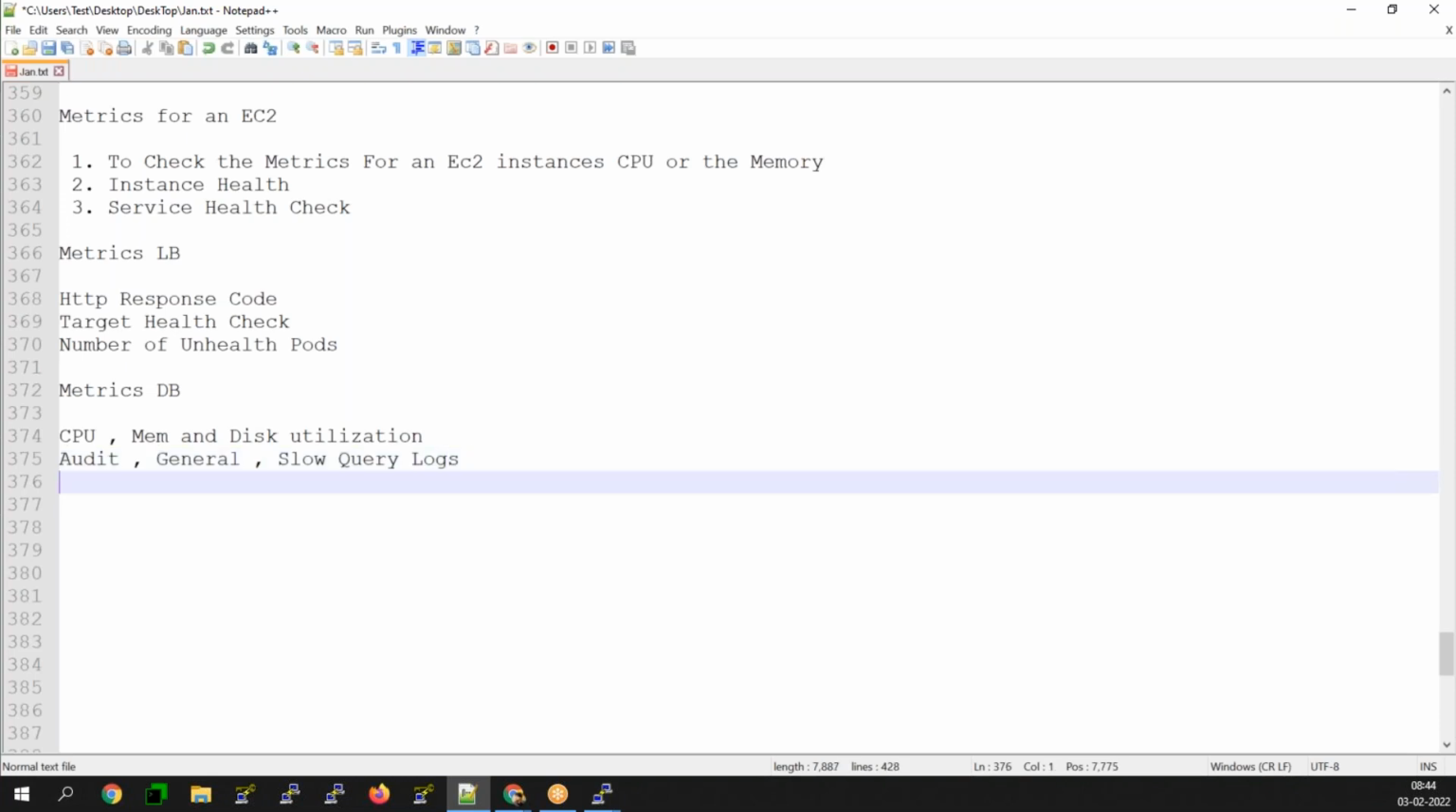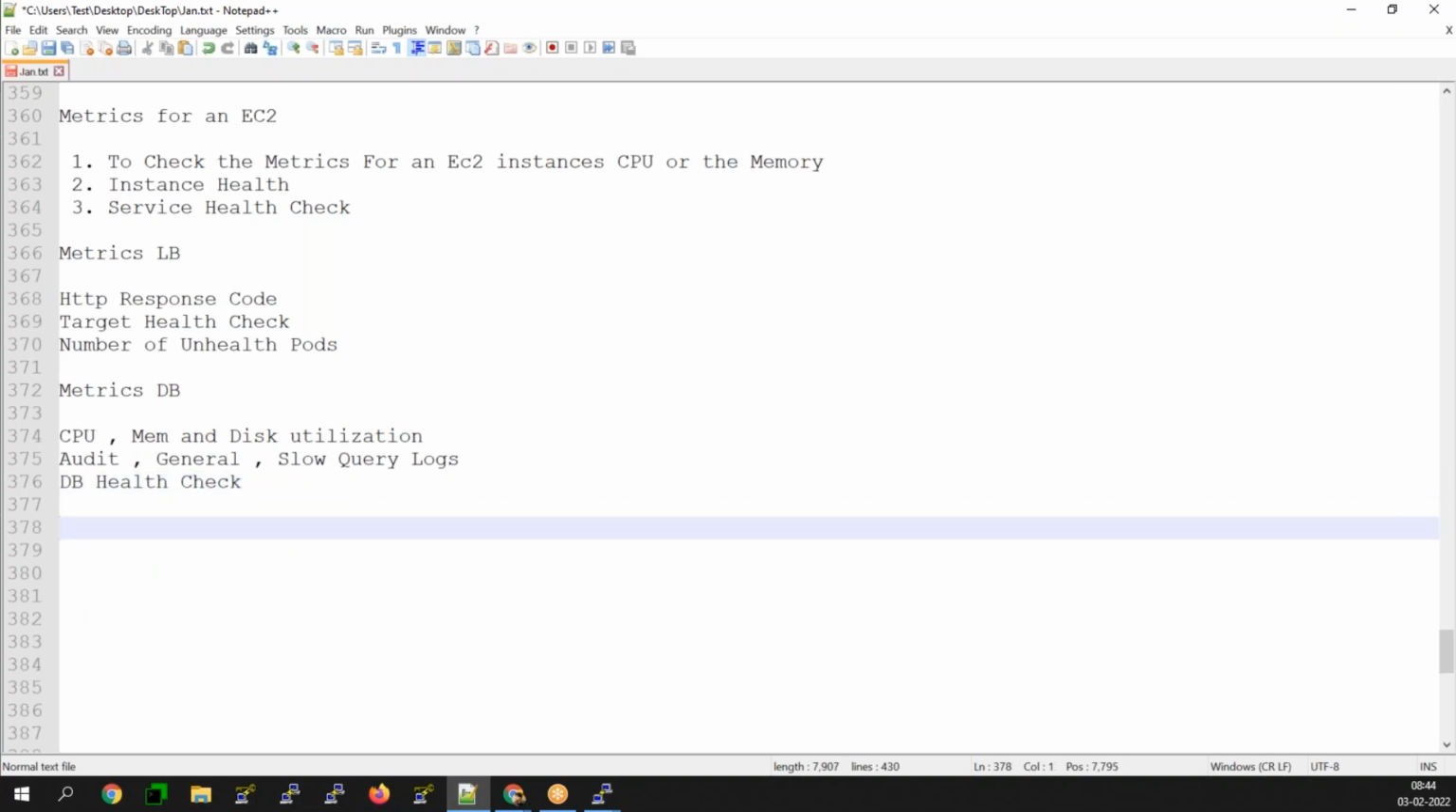Slow query logs here. So DB status in the sense of whether the DB is started or stopped actually. Right? This is going to be checked. Health check of your respective DB. So this is what is going to be performed here to calculate the metrics.